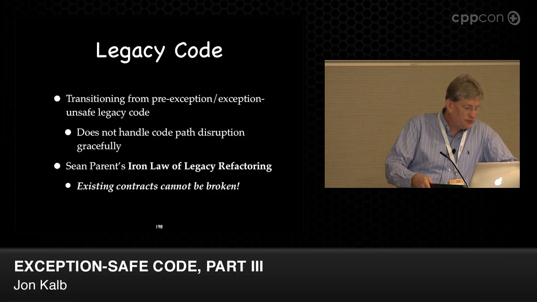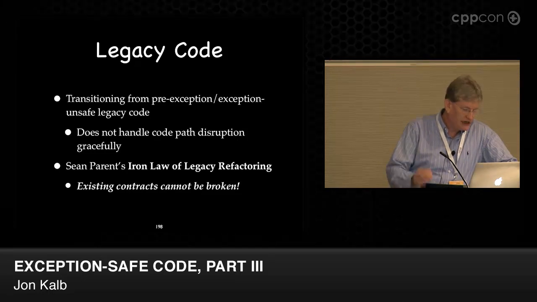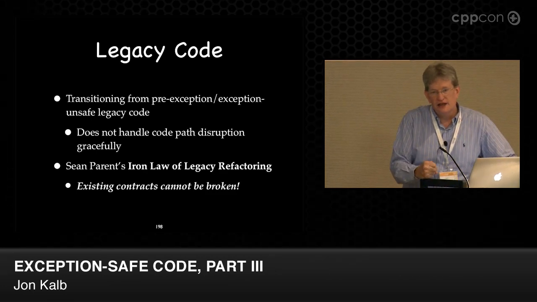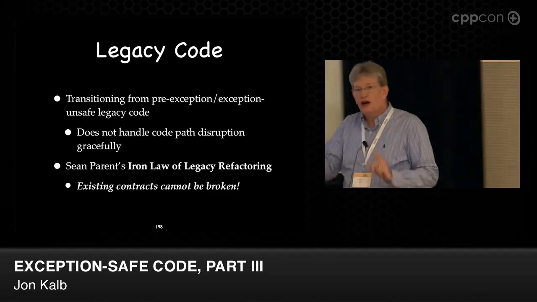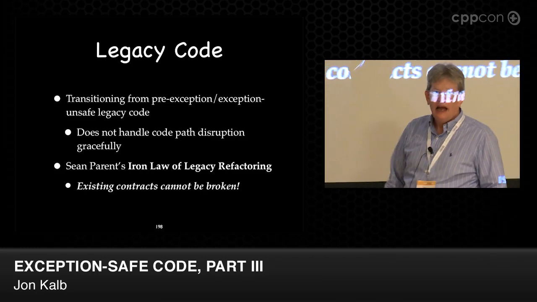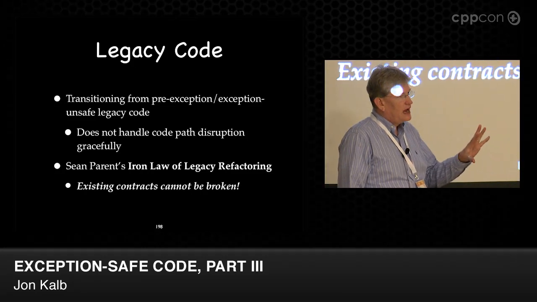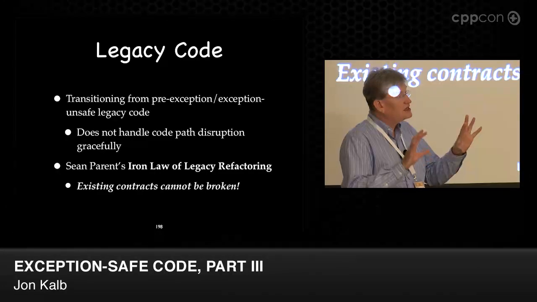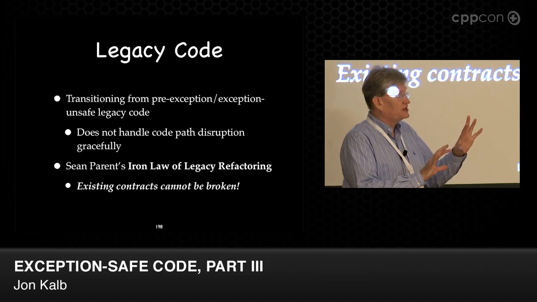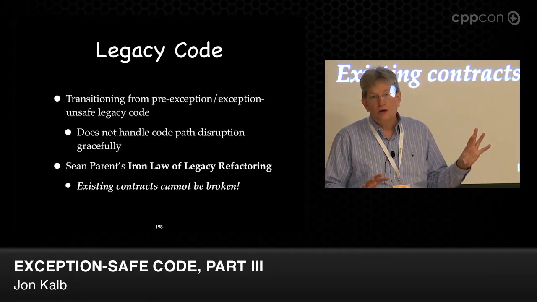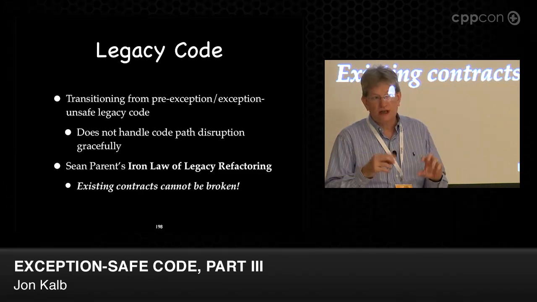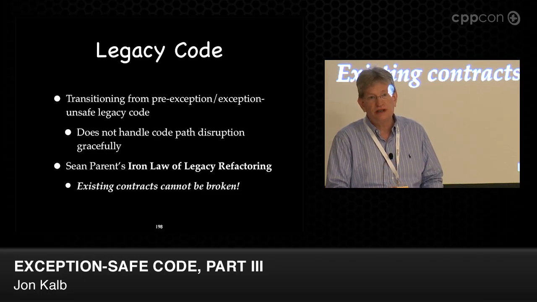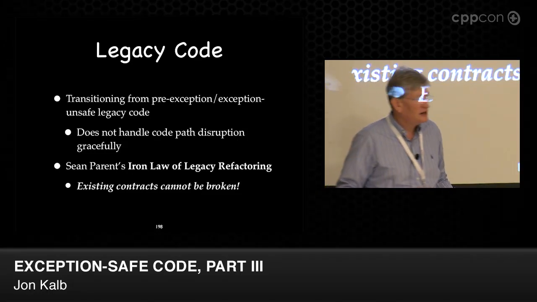Well, we use Sean Parent's iron law of legacy refactoring, and here it is. Existing contracts cannot be broken. In other words, if I have some old code that's calling some other old code, and none of them are really exception safe, I cannot change the code down here to throw exceptions because the existing contract was that you wouldn't throw exceptions, because the calling code didn't know how to do it. So it's not good code from our standard, because there isn't a comment there that says, by the way, this is no throw, and we wouldn't want it because it's not designed to be no throw. It just happens to be no throw, so the current code works, and we got a mess, right?